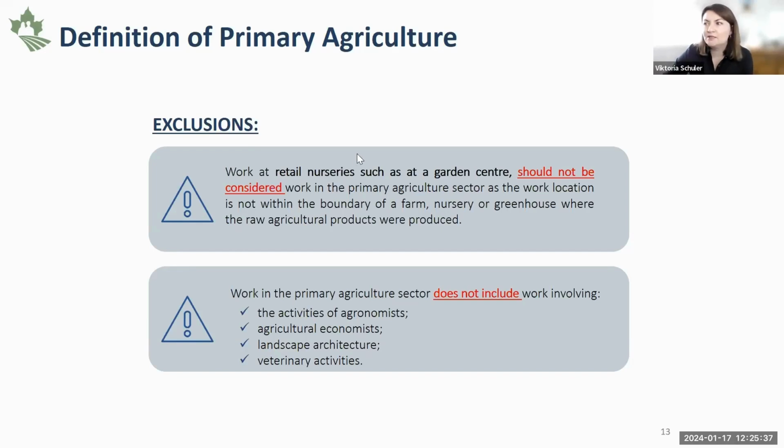I know it's a bit confusing. We had employers that have a nursery and they grow trees and they sell trees, so they will look at the duties. But if it's just a garden center, it's not considered primary agriculture, unfortunately.